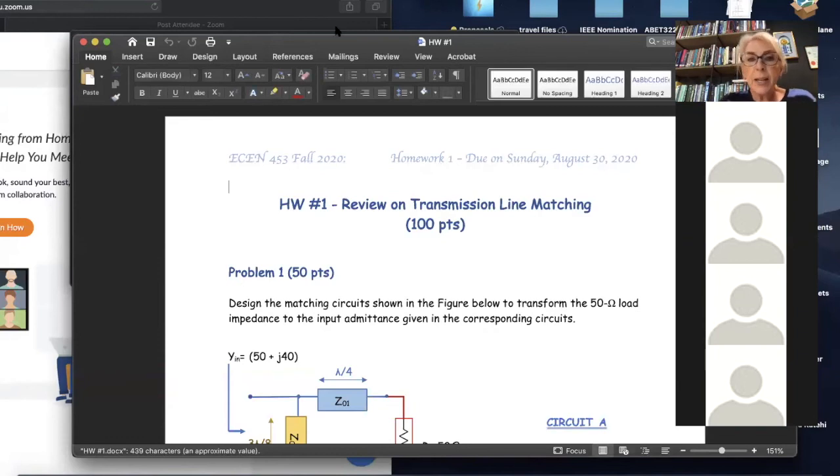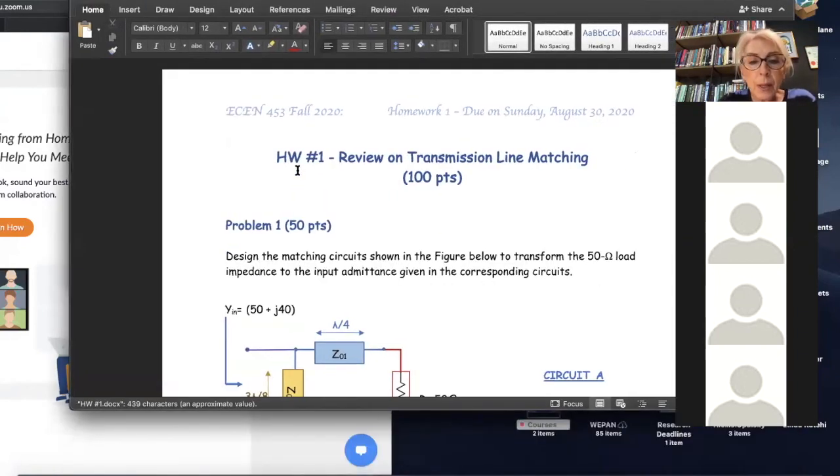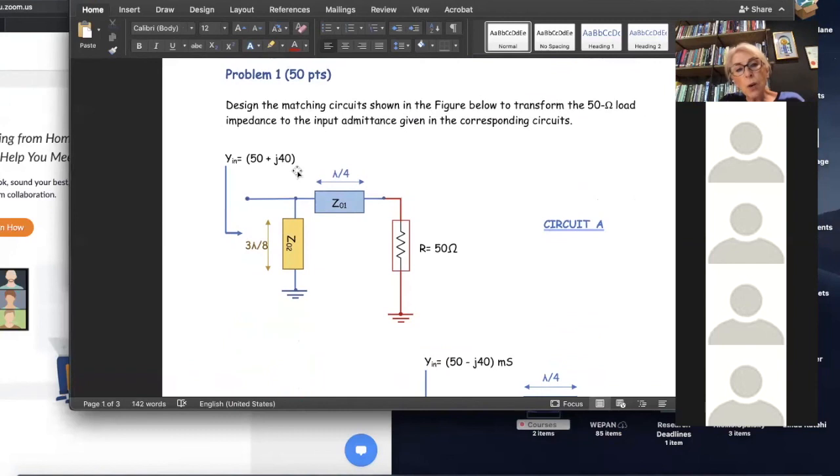Okay, do you see that now? Yeah, I see the homework on the screen. Okay, perfect. So your question was what happens with the lines and whether they're grounded or anything.